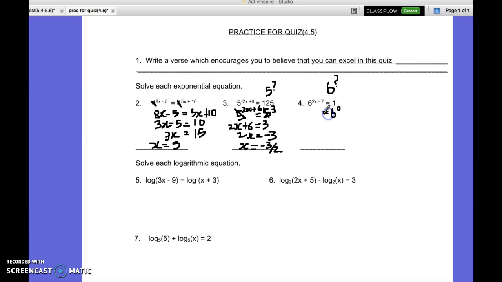So write that down. Don't skip this step. Remember, you might fall and trip and hurt your ankle like I did. 6 to the 2x minus 7 is equal to 6 to the 0, which is 1. Now, again, I can strike the bases because they're the same. And I'll be left with 2x minus 7 is equal to 0.